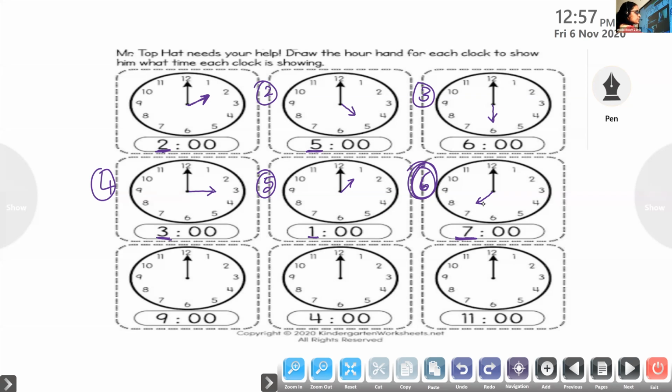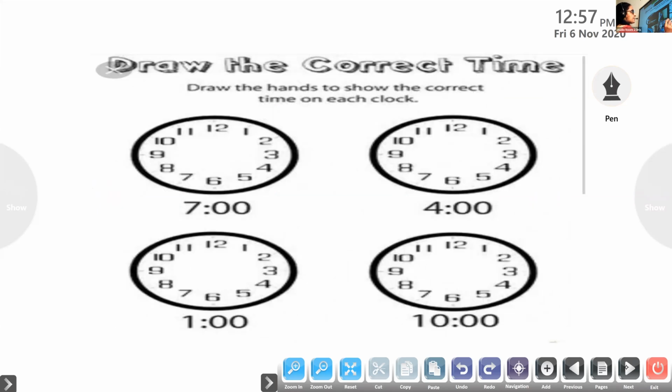Now, next one. This is another worksheet. Here, both the hands are missing. You have to draw both the hands. The time is given as 7 o'clock. So you have to tell me where should be the long hand and where should be the short hand, both the hands. Vaiga. This is the first question.